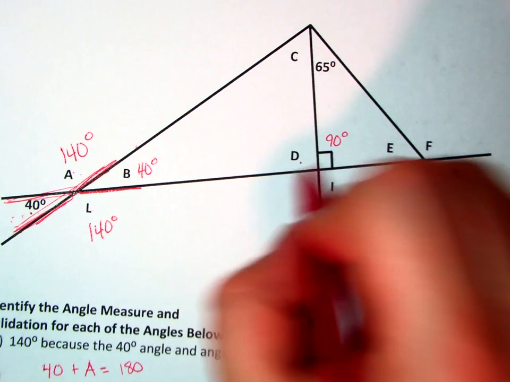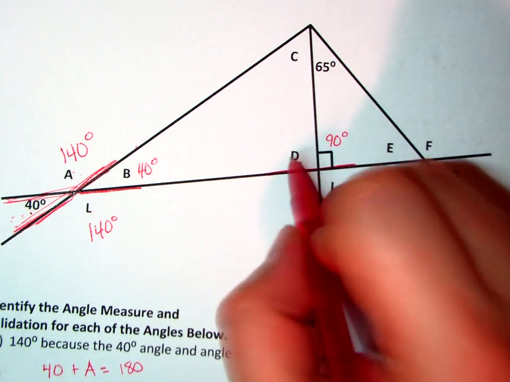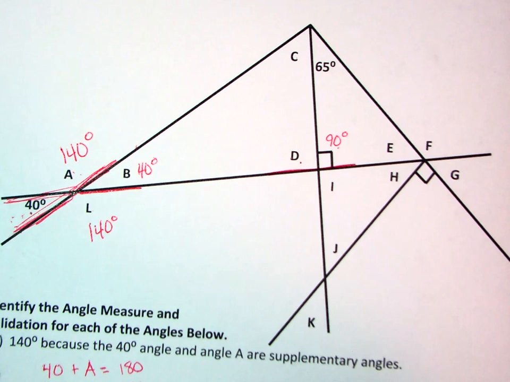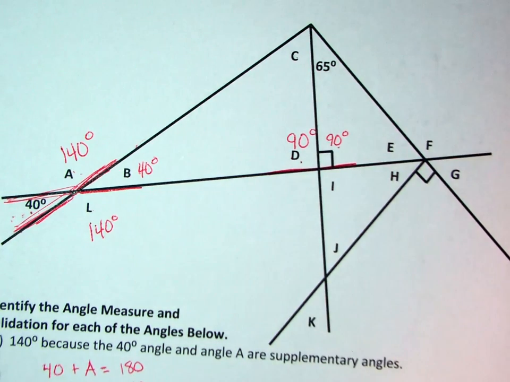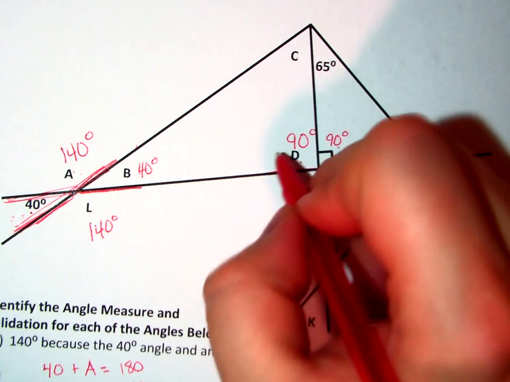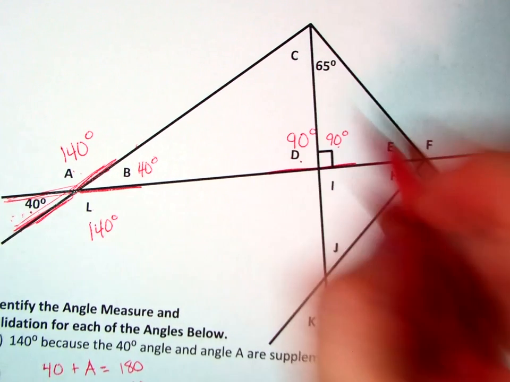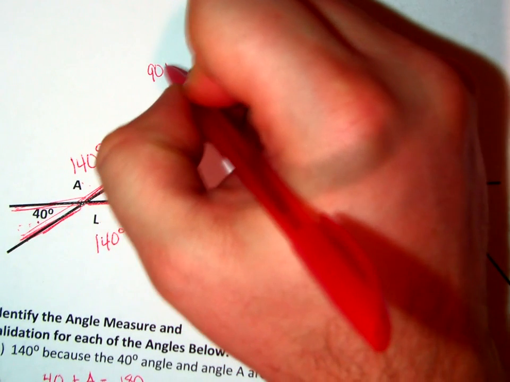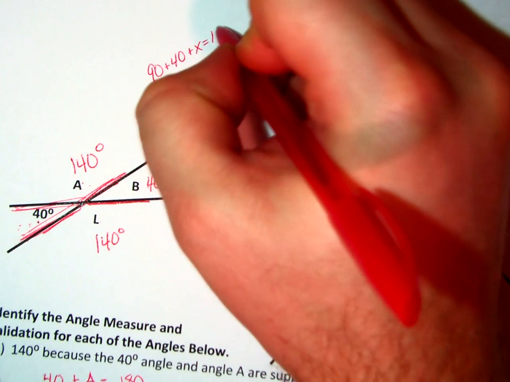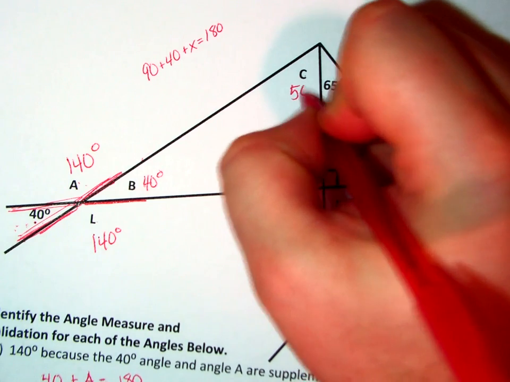And since that angle is 90 degrees, and I have another straight line right there, I know that angle D and this 90-degree angle are supplemental. They will add up to 180 degrees. So D has to be 90 degrees. If D is 90 degrees and B is 40 degrees, then I can use my triangle sum theorem, which tells me that 90 plus 40 plus x equals 180. And in this case, C would then be 50 degrees.